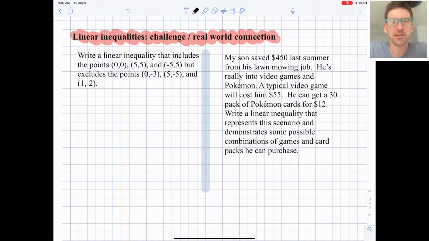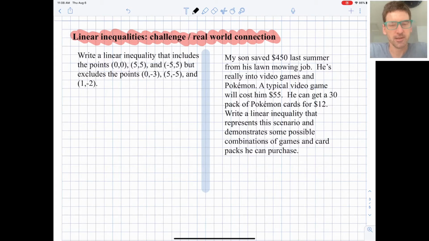Right, moving on with linear inequalities, we are going to look at a challenge problem and a real-world connection problem next. I encourage you to pause this video and try them on your own, and then check back in and follow along and see how you did. So for this first challenge problem on the left, our task is to write a linear inequality that includes some points, but then excludes some other points.